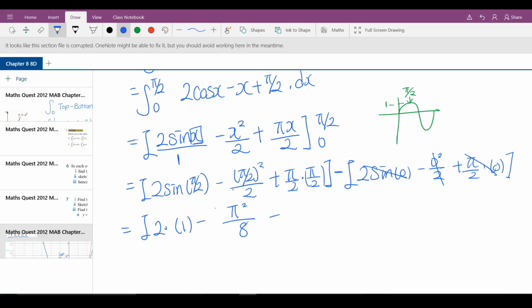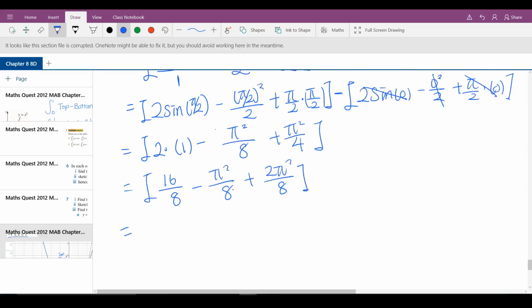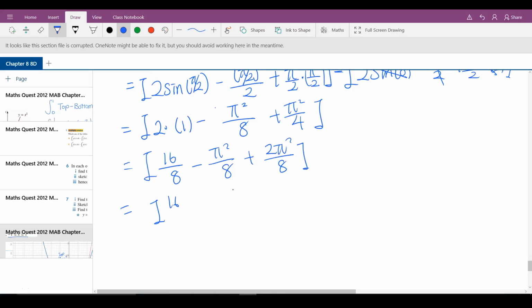Yeah? So plus this is pi squared over 4. Right? And then equal to 2 minus, let's get it all to the same denominator, which is 8. So 2 times 8? 16. Over 8 minus pi squared over 8 plus 2 pi squared over 8. So we get 16 minus pi squared plus 2 pi squared, all over 8.